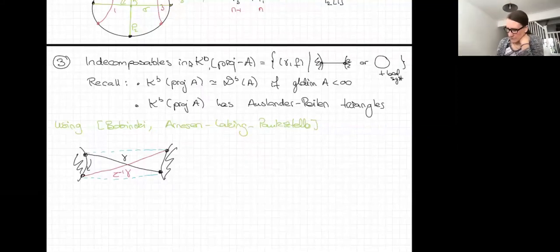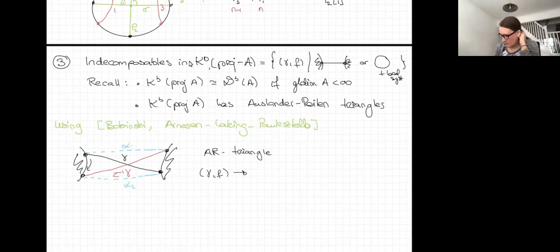And then we get the corresponding AR triangle, which is here gamma with some grading f. Then here we have maybe alpha 1 and alpha 2. And then there exist gradings f1 on alpha 1 and f2 on alpha 2, such that we obtain here tau inverse of gamma f, an Auslander-Reiten triangle.